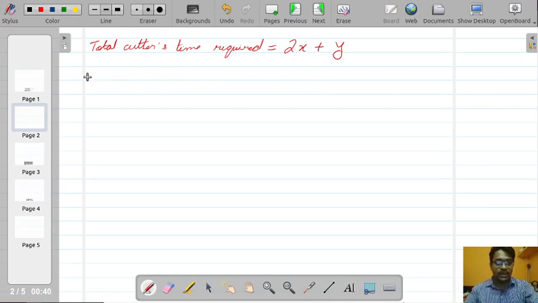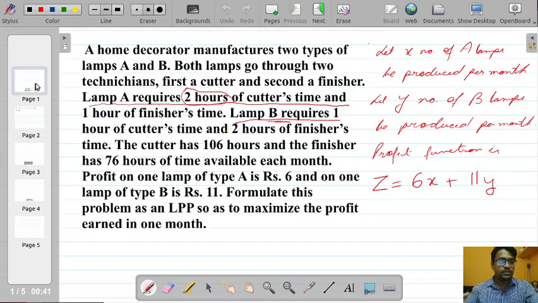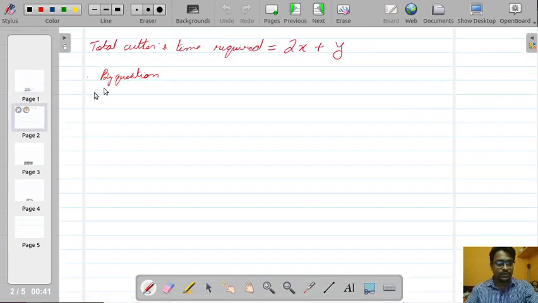Okay, and by question the cutter is available only for how many hours? It's given in the question. The cutter has 106 hours. Okay, so by question the total cutting time, that is twice x plus y, cannot be more than 106. Okay, so by question twice x plus y is less than or equal to 106.